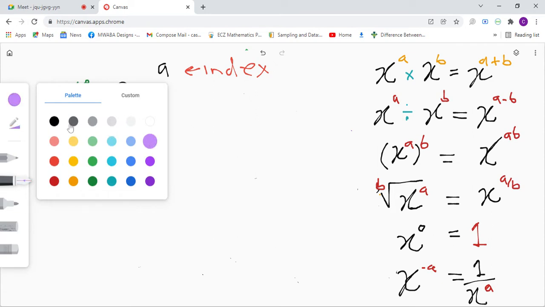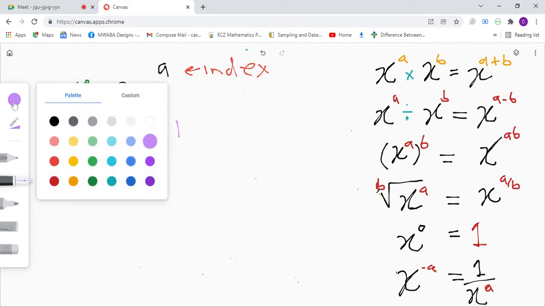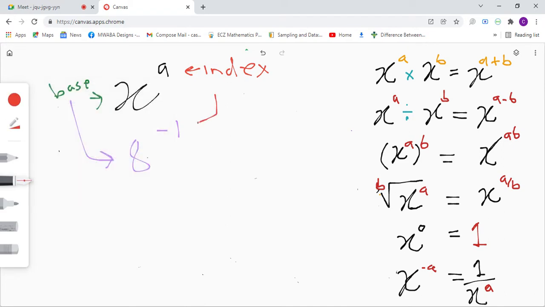You can also have another example like 8 to the power -1. Our base is 8 and our index is -1.